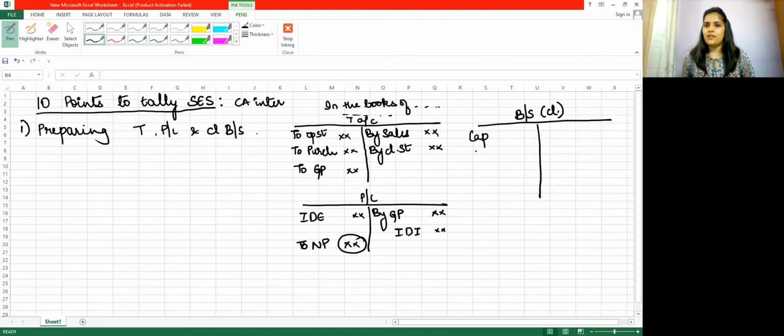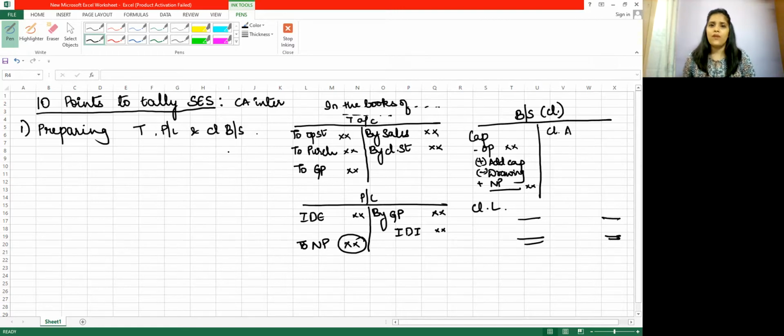Here will be capital, under which you will have opening capital, which will come from your opening balance sheet, which will be your adjustment number 1. Then you will add additional capital. You will minus drawings, add your net profit to arrive at closing capital, which will go to the outer column. And then you will write your closing liabilities. Here you will write your closing assets, your fixed, current, all the assets, and your balance sheet will tally.